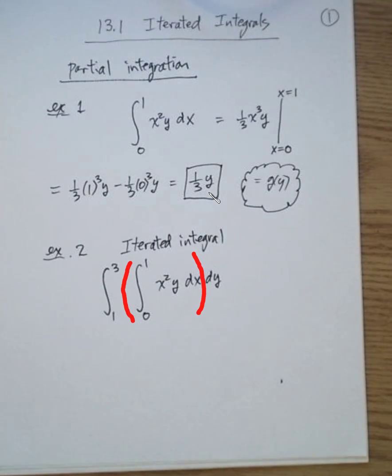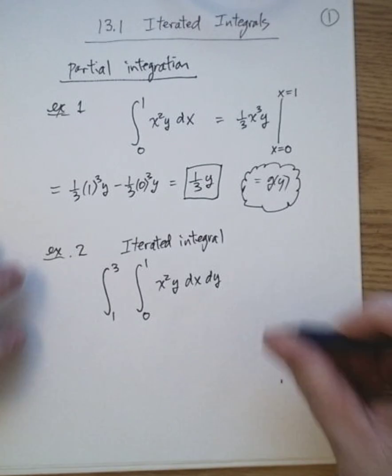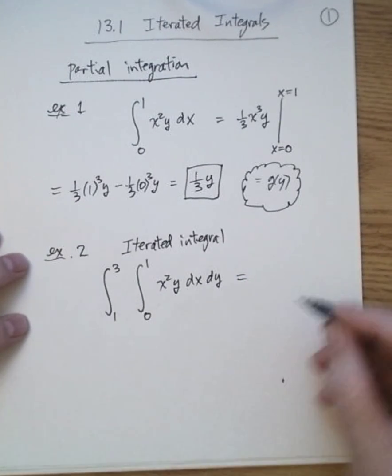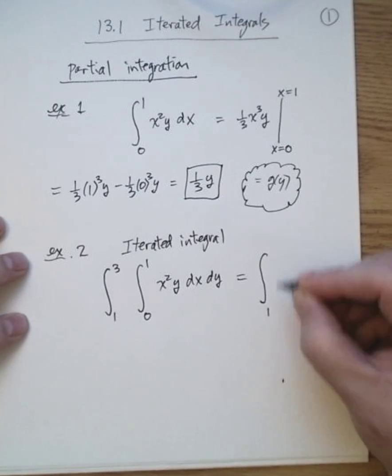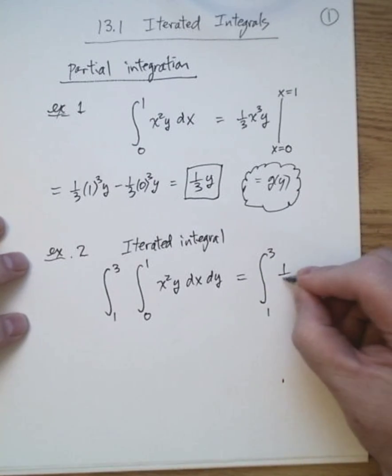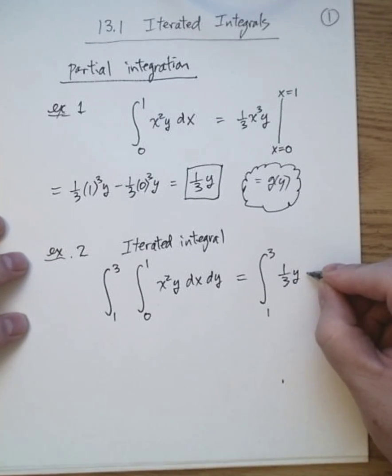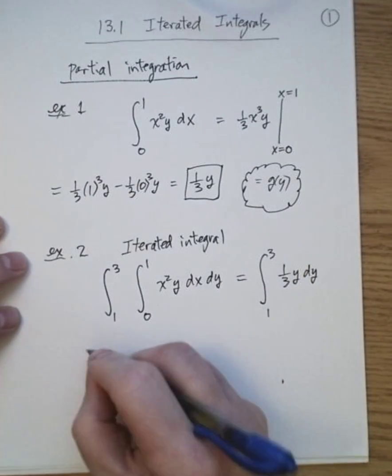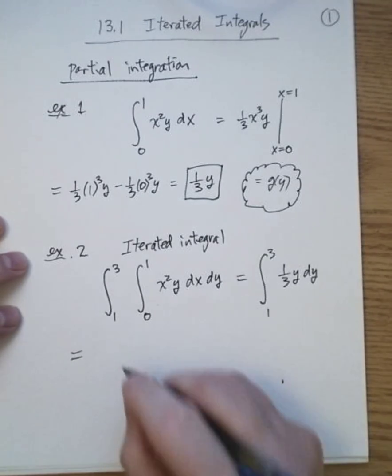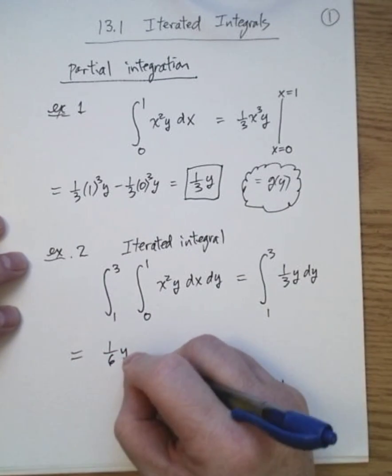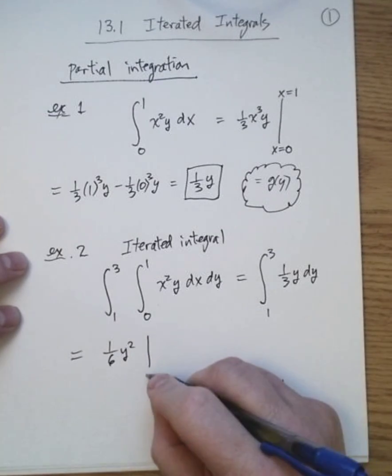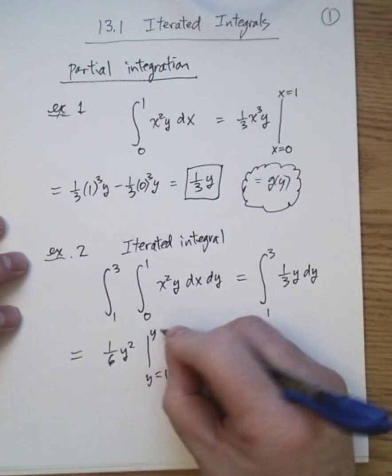Take a second here and let's do that calculation. This was 1/3 y, so we're integrating 1/3 y dy. Well, that's easy. We can use the power rule on that, and we get 1/6 y squared going from y equals 1 to y equals 3.